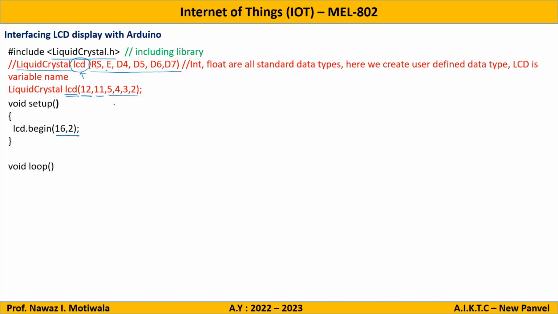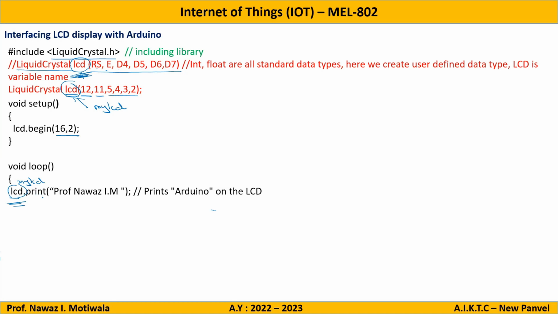Now we need to write void loop. In void loop, whatever you want to display on the screen, you have to write. So for example, I will first write lcd.print. And why is lcd given here? Because I have written lcd here. Let us say I have given the name myLCD, so I will write myLCD here also. Whatever variable name you give here, the same will appear here.